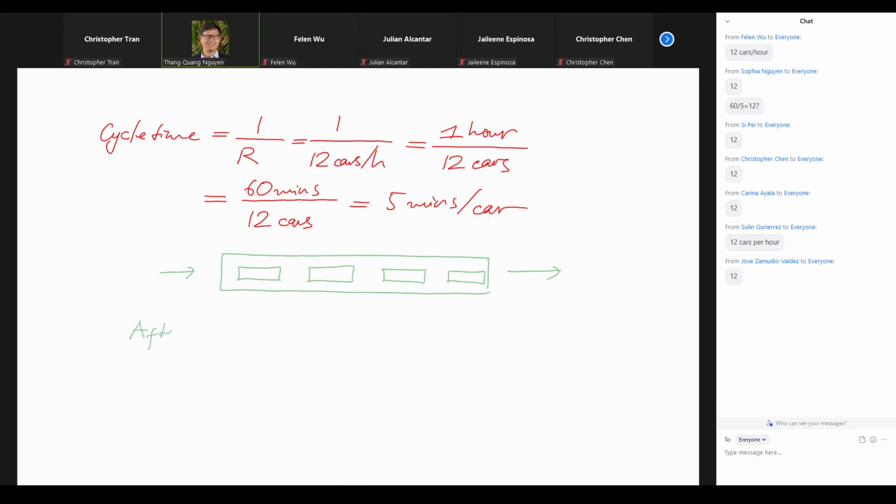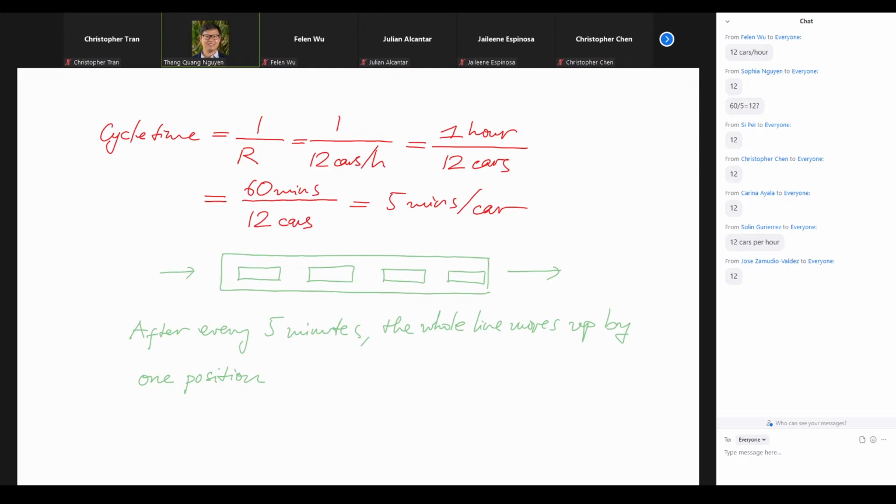After every 5 minutes, the whole line will move up by one position. By one position, right? After 5 minutes, your car will go to the next station. And then another 5 minutes, the car will go to the next station.